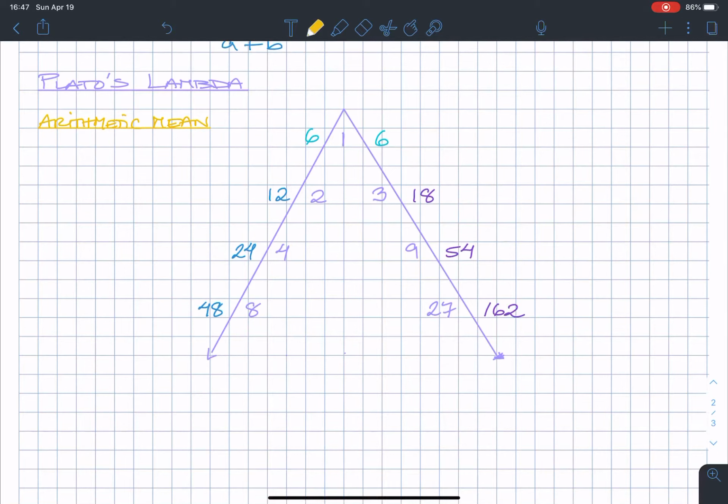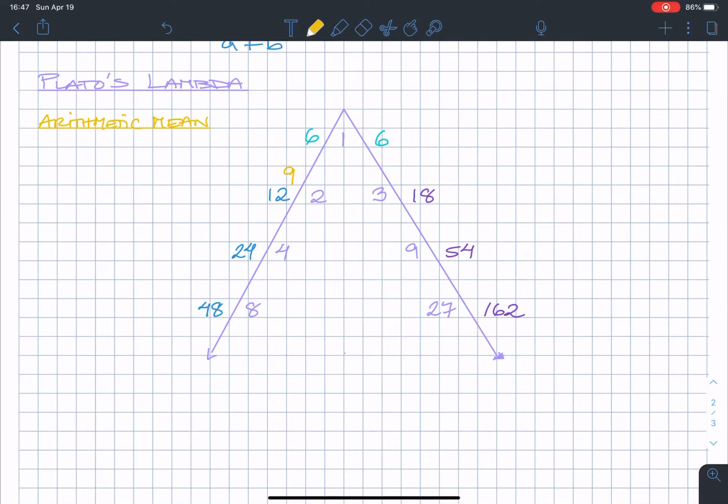On the left in yellow. Okay, so the arithmetic mean between 6 and 12. So I add 6 to 12. So what do we get? We get 18 divided by 2 is 9. So that's the arithmetic mean there.